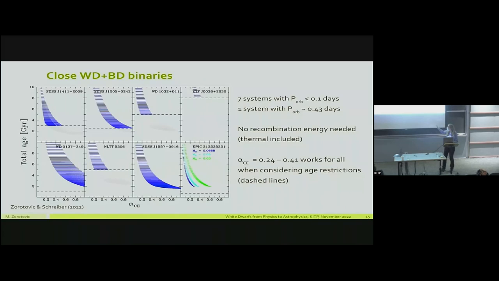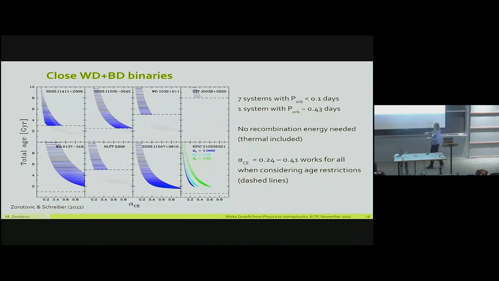So we kept 8 systems where the parameters were believable, and 7 of them had periods below 0.1 day, 1 with a period of 0.43 day, which is kind of the largest period in this sample. And for one of them, there was only an upper limit for the mass of the brown dwarf. So I calculated with different values for the mass of the brown dwarf. And in all cases, I was able to reproduce with alpha below 1.